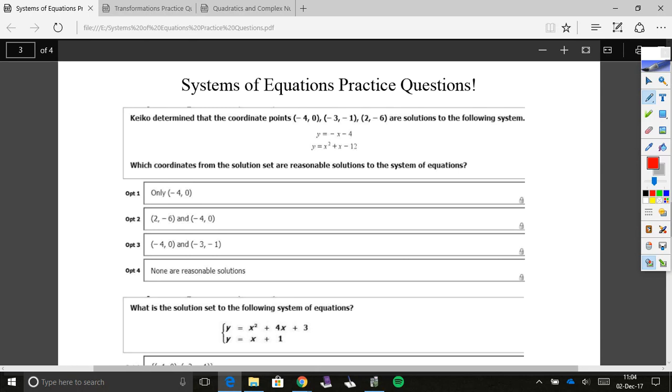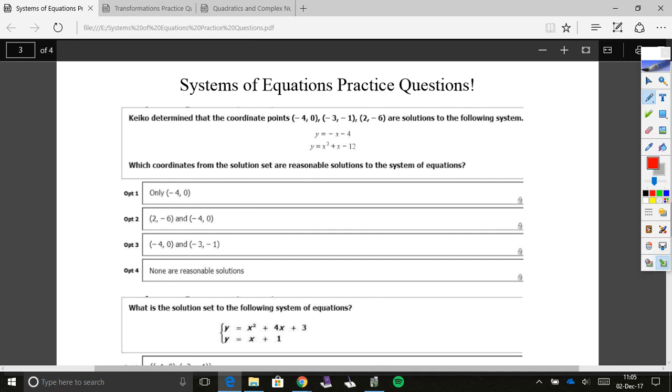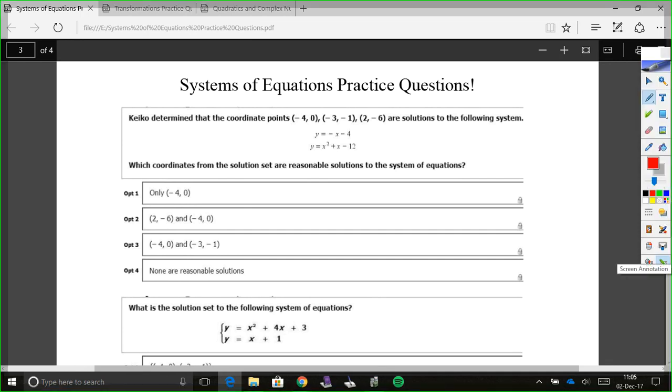Alright, anyway, forget all that. Kaiko determined that the coordinate points -4, 0, -3, -1, 2, -6 are solutions to the following system. Which coordinates from the solution set are reasonable solutions to the system of equations? So it looks like this guy Kaiko, that's how you say his name, has already solved this system, so we don't have to. What we need to do is figure out if he's correct or not. So he's determined that -4, 0, -3, -1, and 2, -6 are solutions to the system.